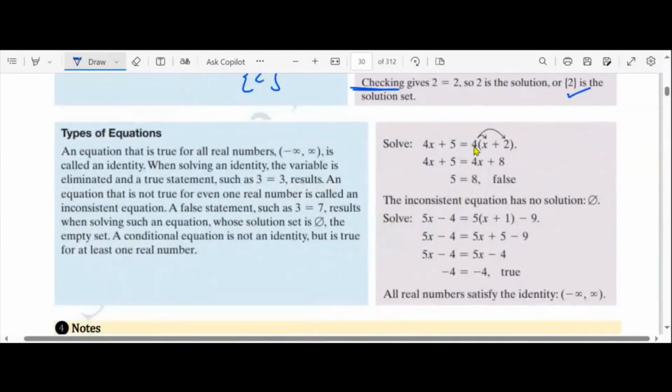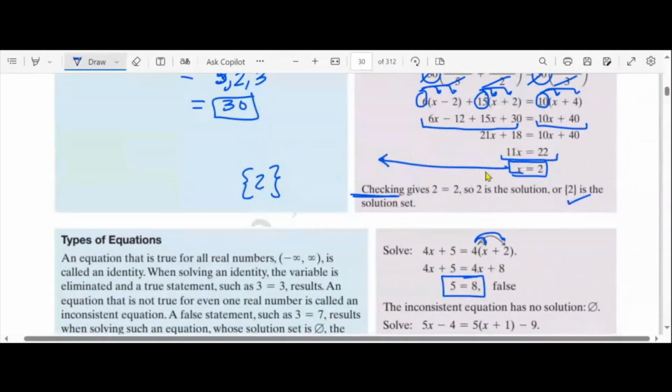Another one here. 4x plus 5 equals 4 times the quantity x plus 2. Now you distribute the 4 how many times? 4. Okay, so at the end, when you distribute, you get two numbers that are not equal to each other. In the first case we have a solution, right? Yeah, there is a solution. But this one, we don't have a solution. So we call it what? Empty set. Or we call it inconsistent equation.